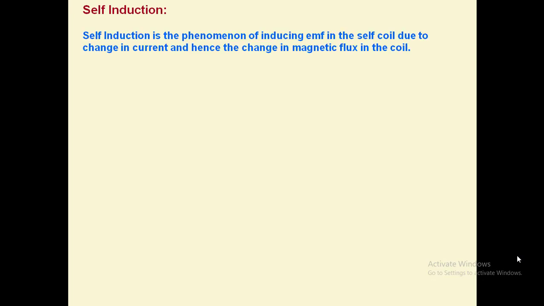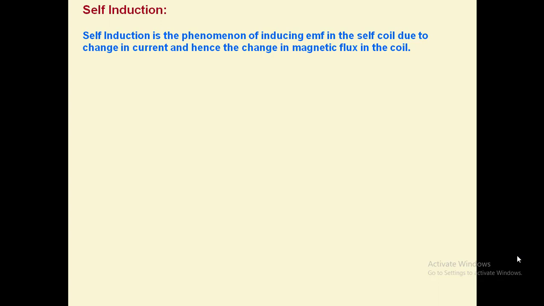Self-induction, see the name itself, self. Self means if the flux is linked with respect to itself, it is called self, and if it is linked with respect to another one, it is called mutual. Now let's see the first one, that is self-induction. Self-induction is a phenomenon of inducing EMF in the self coil due to change in current and hence the change in magnetic flux in the coil.